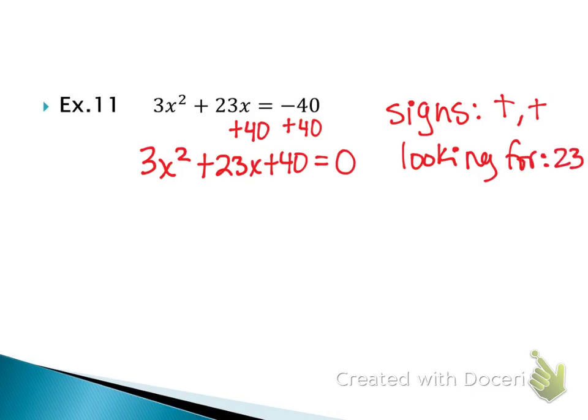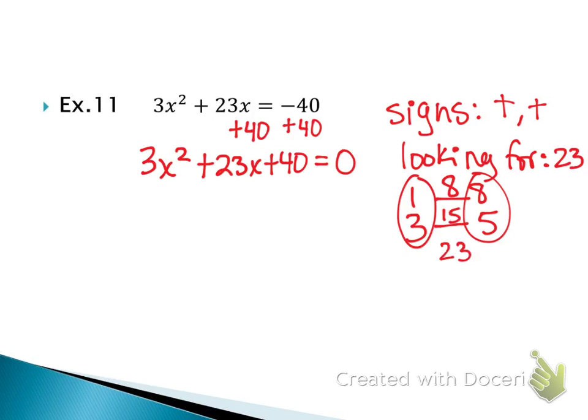Only option for my first bubble is 1 and 3. For my second bubble, I got a few options. What are they? 8 and 5 are the ones we want. 8 on top. It's easier when they're both positive. We don't have to worry about which one might be negative. 1 times 8 is 8. 3 times 5. Add them together. 23. So we know we've got the right bubbles.